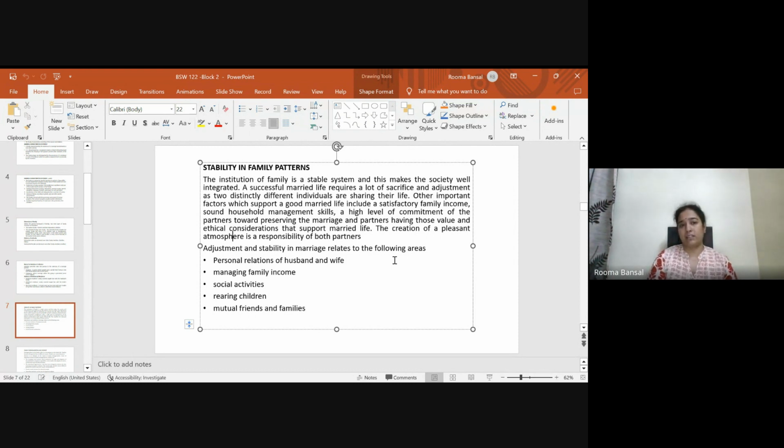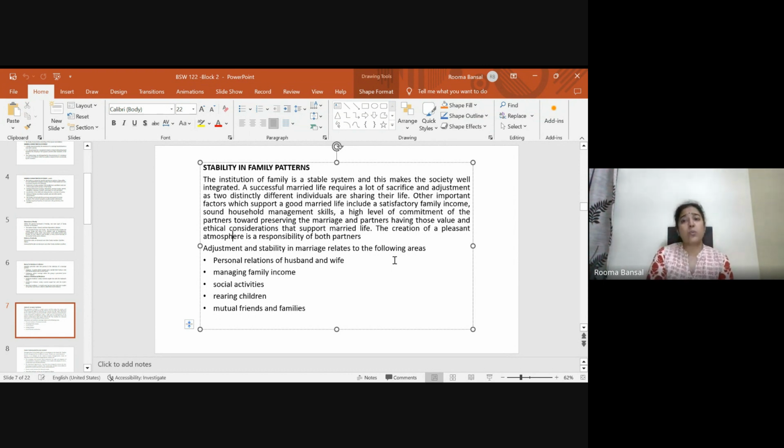Other important factors which support a good married life include a satisfactory family income, sound household management skills, a high level of commitment of the partners towards preserving the marriage, and partners having values and ethical considerations that support married life. The creation of a pleasant atmosphere is a responsibility of both partners. Again, a marriage institution or a family institution demands a lot of sacrifices and adjustment from both partners, from husbands also, from wife also.